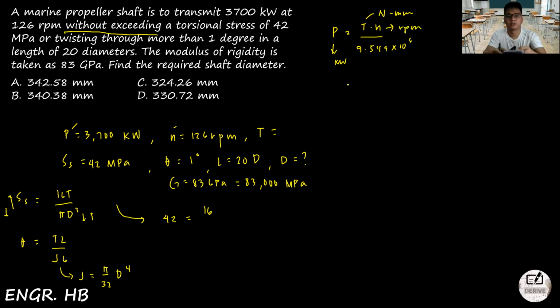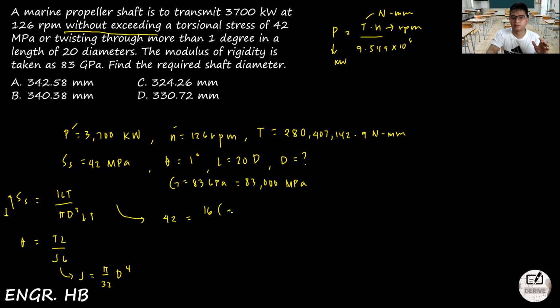So our power is 3,700 times 9.549 times 10 raised to 6 divided by 126 RPM, and the answer is 28 million. So try ko lakihan yung mga sulat ko, no, kasi baka hindi nakikita ng iba. Kaya that's why we need to follow one by one. That's not 28 million, that's 280 million. 407,142.9 Newton mm. So napakalaking barko nito, no? Kailangan ng ganyang kalaking torque para mapaikot yung shaft mo or yung tail shaft mo.